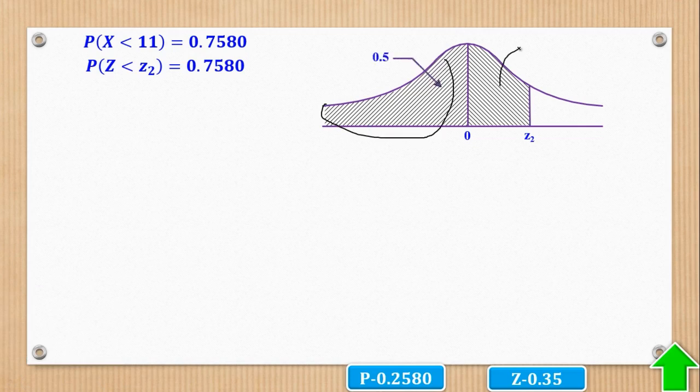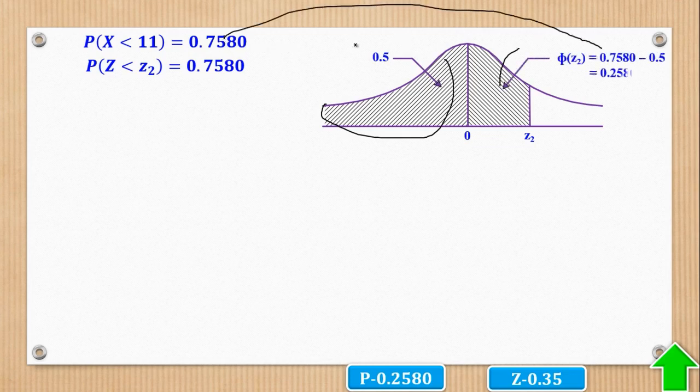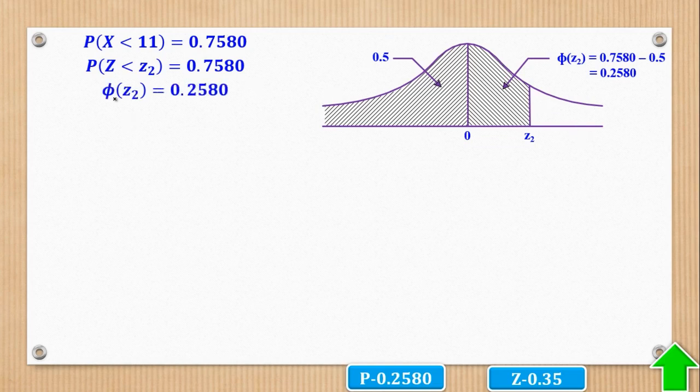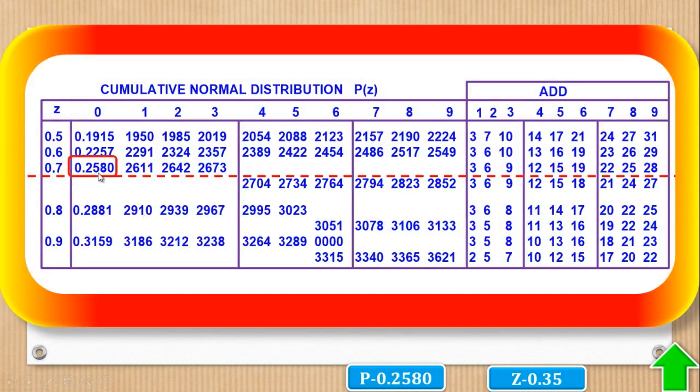So the balance is what is here. So the balance, we shall get it by saying this minus 0.5 to give you 0.258. Then we shall come out here and say that phi of z2 is equal to 0.258. Therefore, z2 is 0.7. So how was it got? It was here in our cumulative normal distribution table. 0.258 corresponds to 0.70.